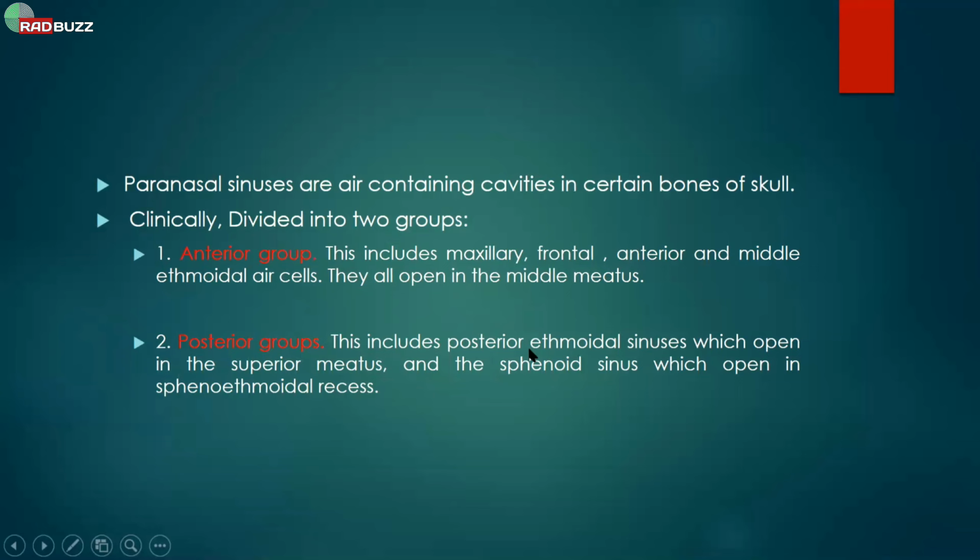Posterior groups include two things, which are posterior ethmoid sinuses, and they open in the superior meatus, and the sphenoid sinus, which is a little bit more at the back than posterior ethmoid sinuses. They open into sphenoethmoid recess. So basically, if you want to remember, just remember two things: the middle meatus, which drains all of these, superior meatus, posterior ethmoid, and sphenoid from sphenoethmoid recess.